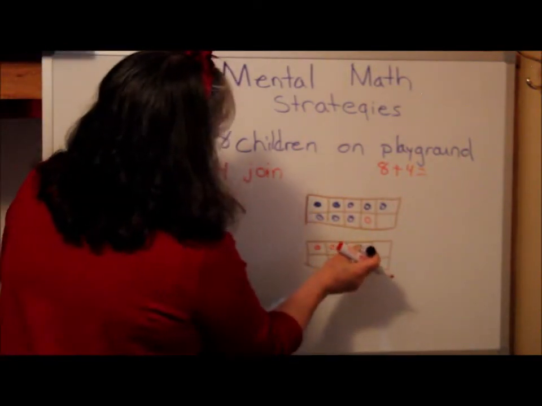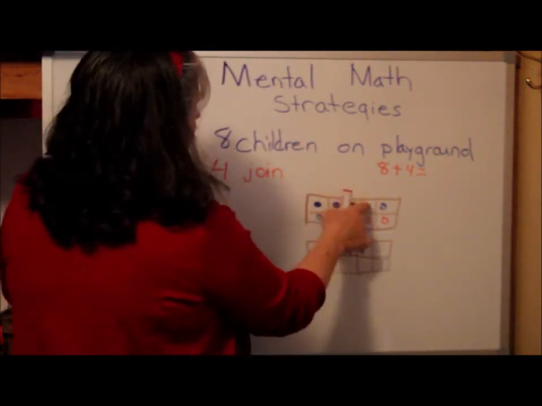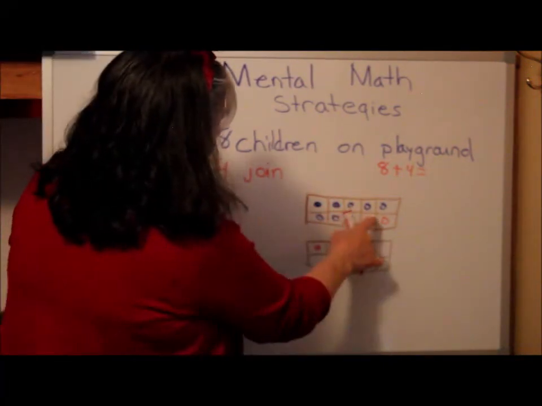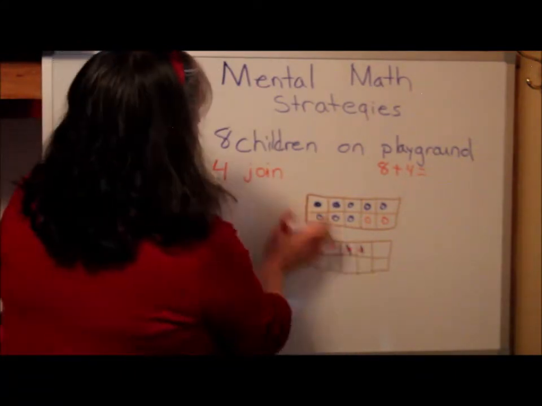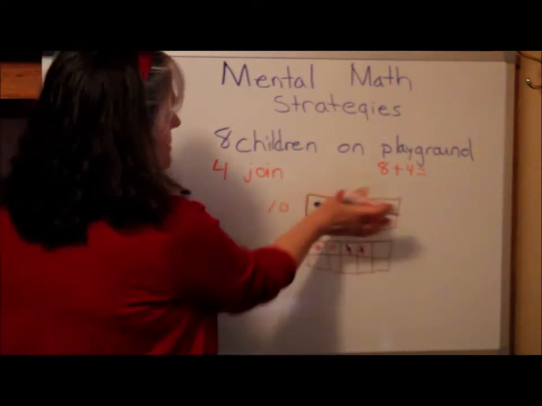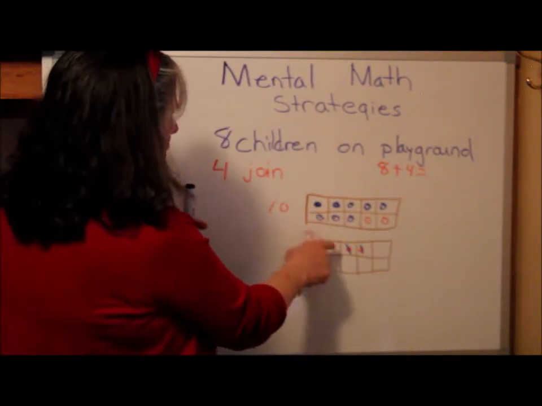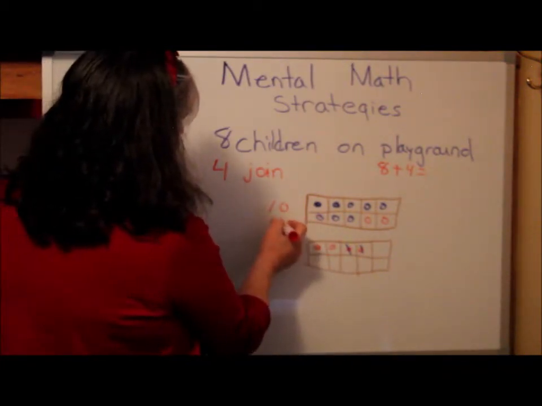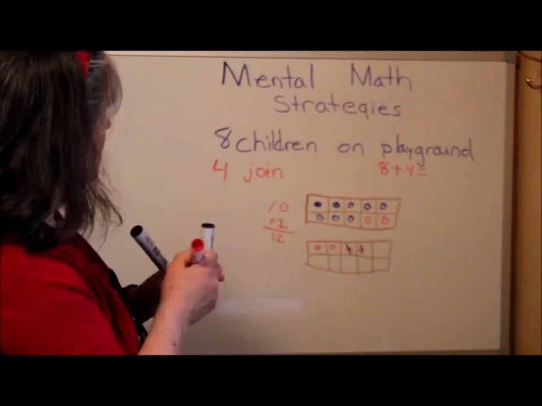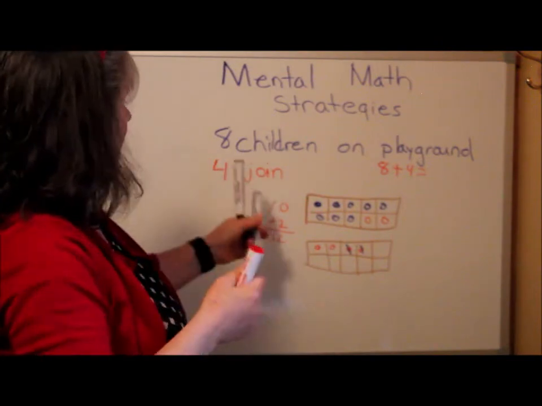And I'm going to cross out another one and move that one up here. I still have 1, 2, 3, 4, 5, 6, 7, 8 purples. And I still have 1, 2, 3, 4 red. I just moved them around a little. Now I know that this is 10, because it's a 10 frame. And down here I can see right away that I only have 2. 1, 2. So 10 plus 2: 10, 11, 12. That's one way to break up a number. We broke up the 4 and added on.